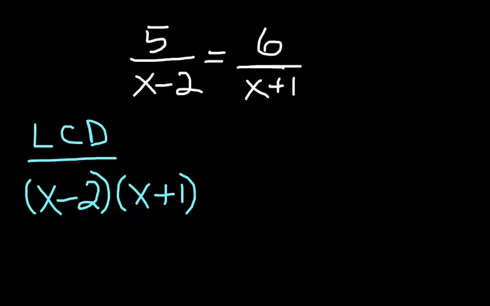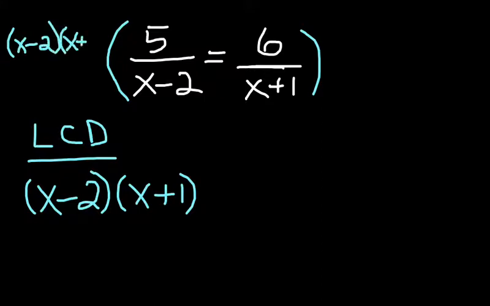Now, once we've found our least common denominator, what we're going to do is multiply through the whole equation by our least common denominator. So I'm going to put x minus 2 times x plus 1 here, and I'm going to go ahead and write that over here on the other side also, so that we can see what happens.